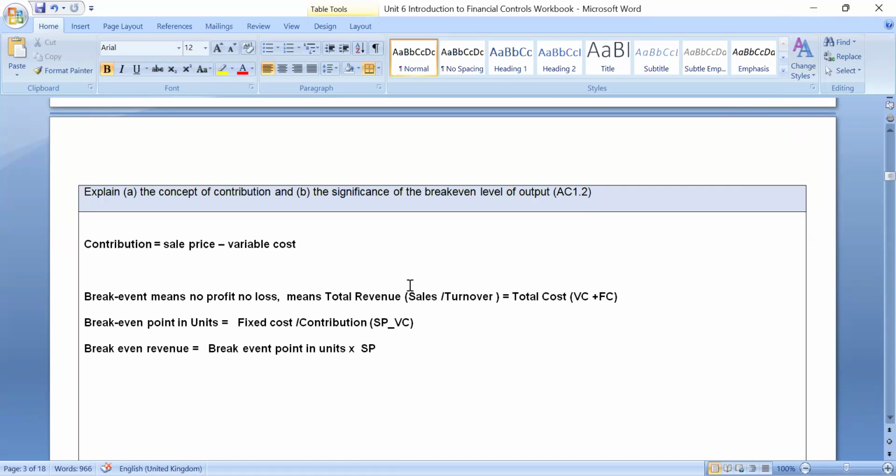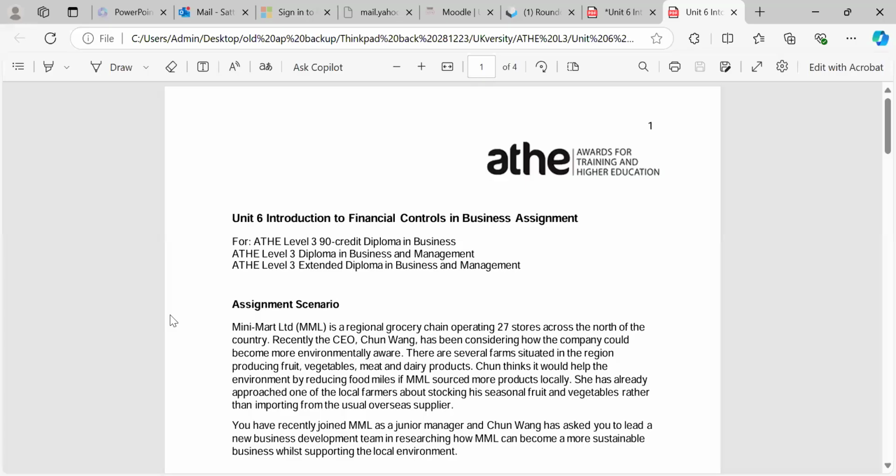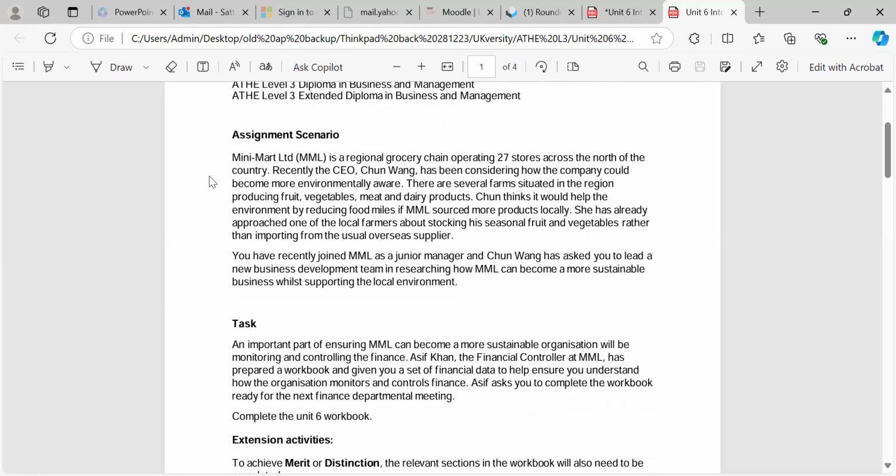I don't understand. Is what you're doing now the assignment, or is the other one the assignment? This is you learning what is meant by contribution, what is meant by break even, and what the formulas are. So I'll show you the assignment brief we have. Can you see this one? Yes. This is the assignment brief. In this assignment brief, we've been given a little scenario.